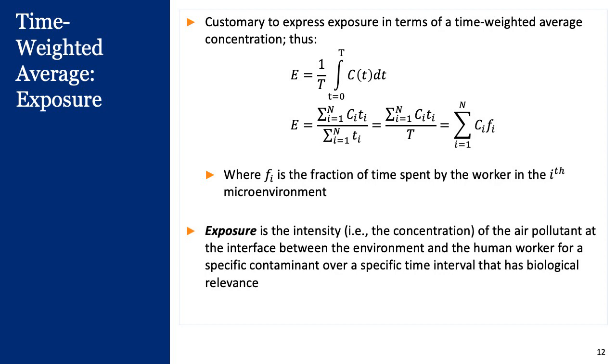And if we further simplify this equation, we see that the lowercase ti divided by capital T is the fraction of time spent by the worker in the ith microenvironment. And so the exposure becomes a summation of the concentration in the ith microenvironment times the fraction of time spent by the worker in that microenvironment, summed over all the microenvironments.